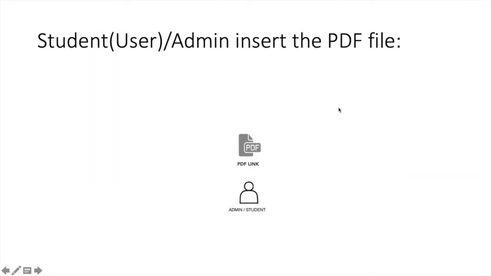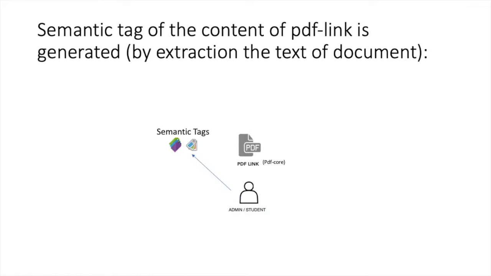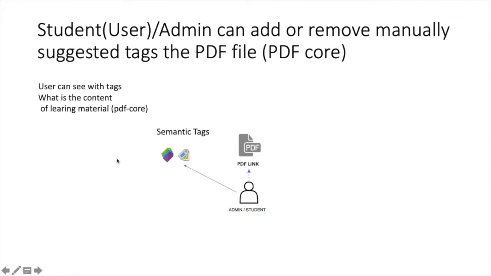So then we can make a completely new scenario with all these entities. A student can add a new PDF core. The semantic tags will be extracted from the content of the PDF core, and the user can see, according to the content, whether the tags are related or not, and they can have a very short description of the document just by looking at the semantic tags.